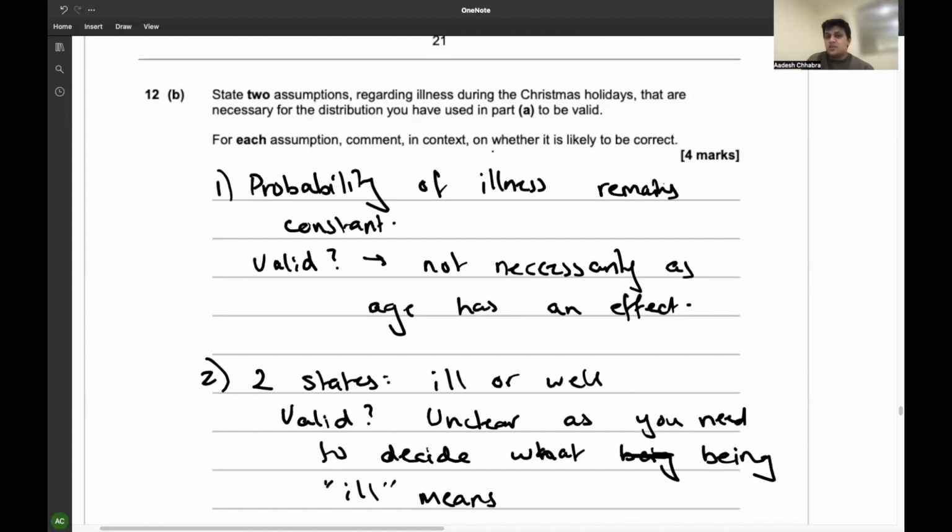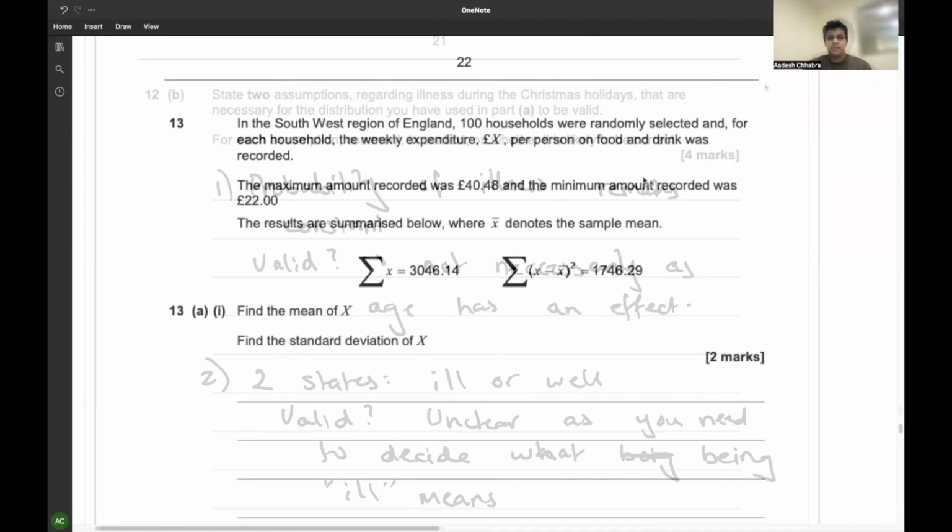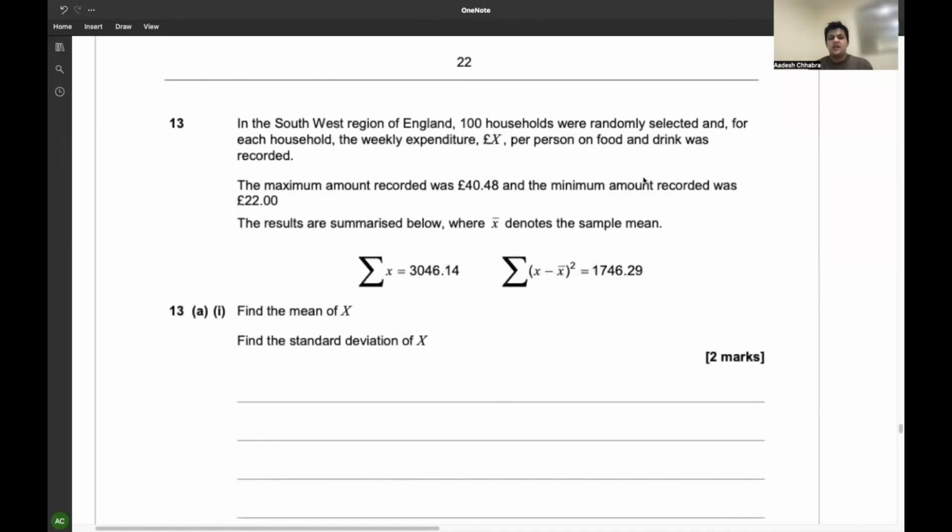Okay, and they are two fairly valid assumptions that we've made during the study, and this is thus 12. So in question 13, in the southwestern region of England, 100 households were randomly selected, and for each household, the weekly expenditure X pounds per person on food and drink was recorded. The maximum amount recorded was £40.48, and the minimum amount recorded was £22. The results are summarized below, where X bar denotes the sample mean.